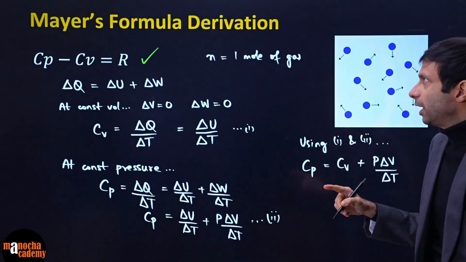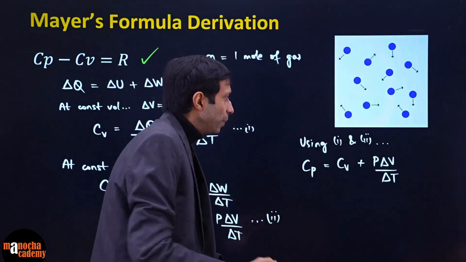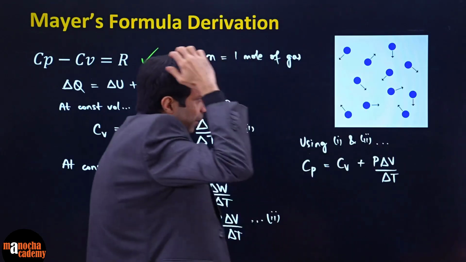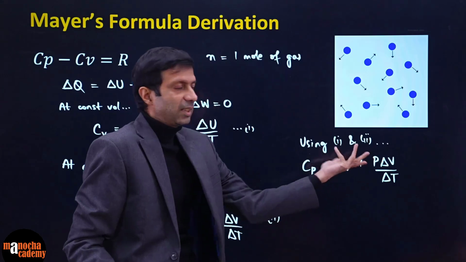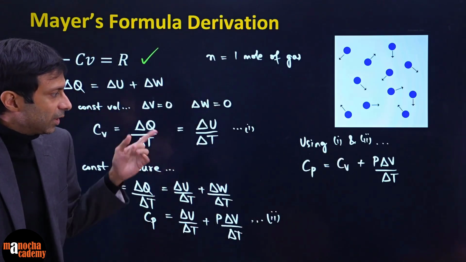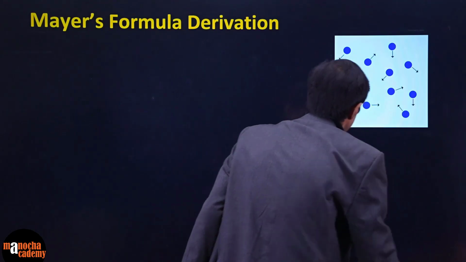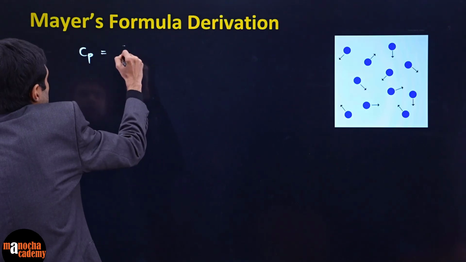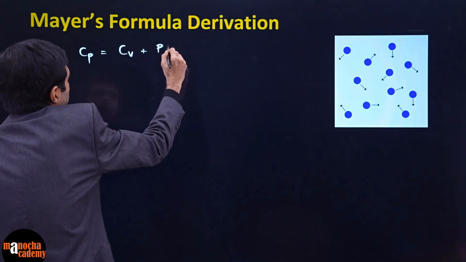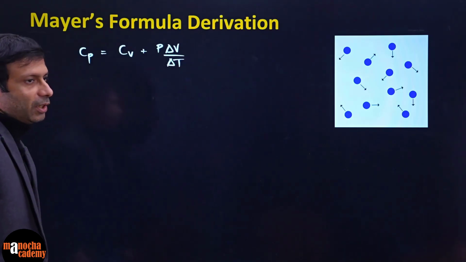So see, we are almost there, because we have to prove that Cp is Cv plus R. If somehow I can prove this is R, I'll be done. Cp equal to Cv plus R, or Cp minus Cv equal to R. That is the only part left. So let's write down this expression again. Till now we have got Cp equal to Cv plus P delta V by delta T, where delta V by delta T means change in volume by change in temperature, right?